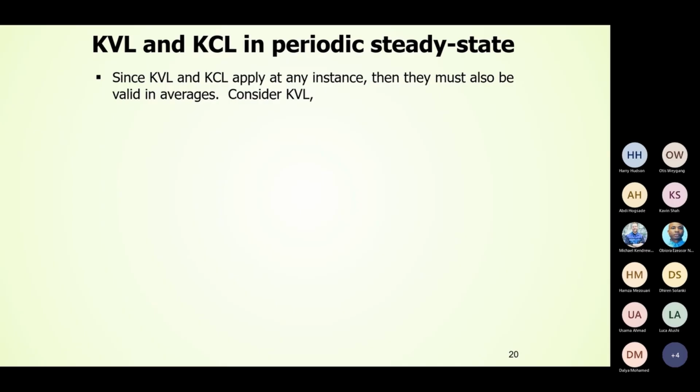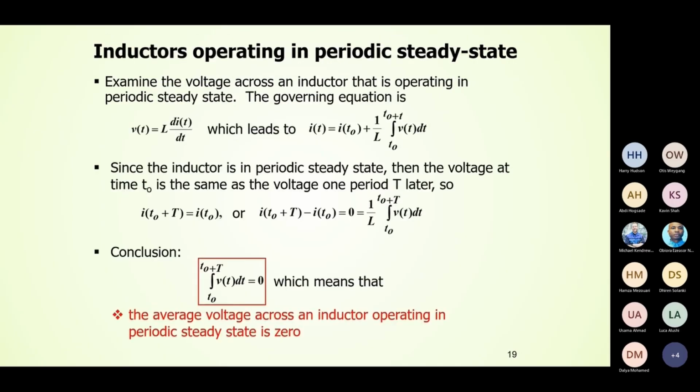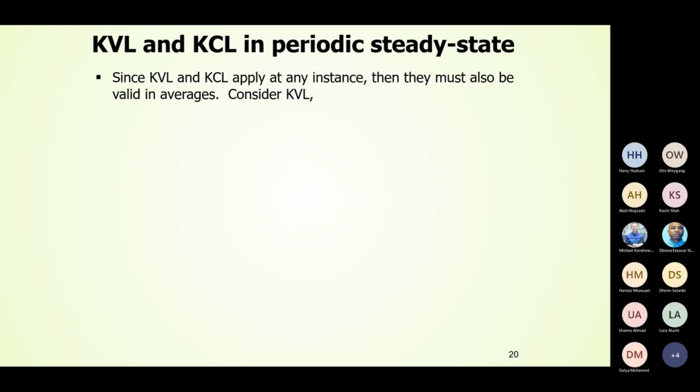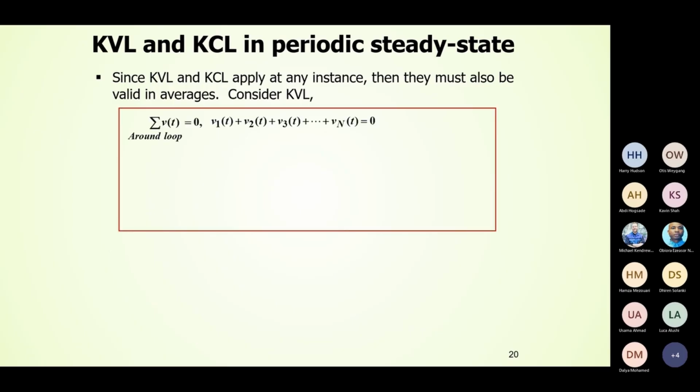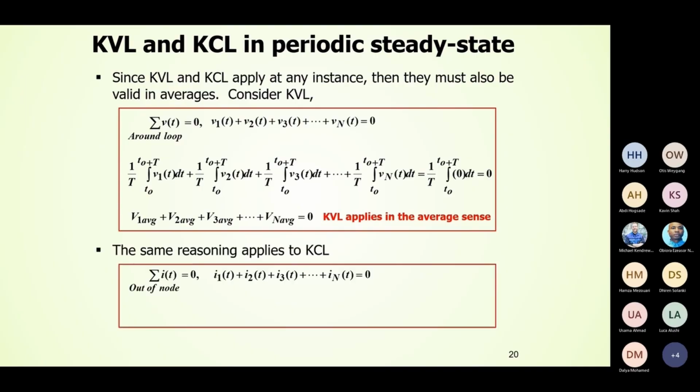Since this notion that we have developed of average current and average voltage is also applicable in the KVL and KCL form, when you have a loop, you can apply the same formula.